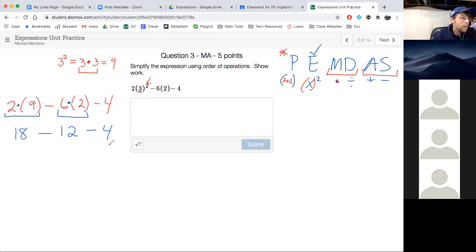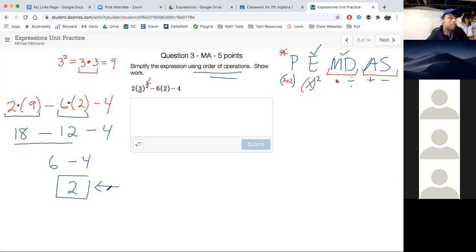Okay, so now we've done multiplication and division. There's no division here. Now we need to do our addition and subtraction. Again, it's left to right. So I need to do 18 minus 12, which is 6, and then 6 minus 4, which is 2. When we are using order of operations, we're looking for a single value, a single number answer.